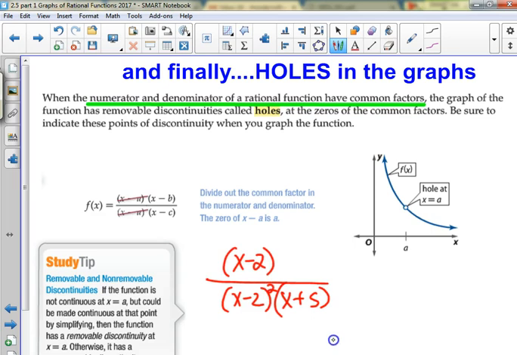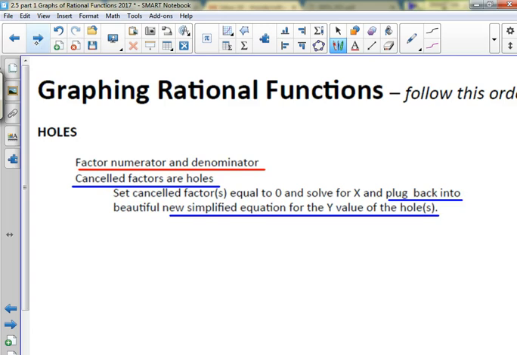There is an exception to there being a hole. If the equation was this, everybody looking? If I reduce this, there's still one in the denominator, right? That actually makes a vertical asymptote, not a hole. But most of the time, we're not going to have that. So it's going to look like this.